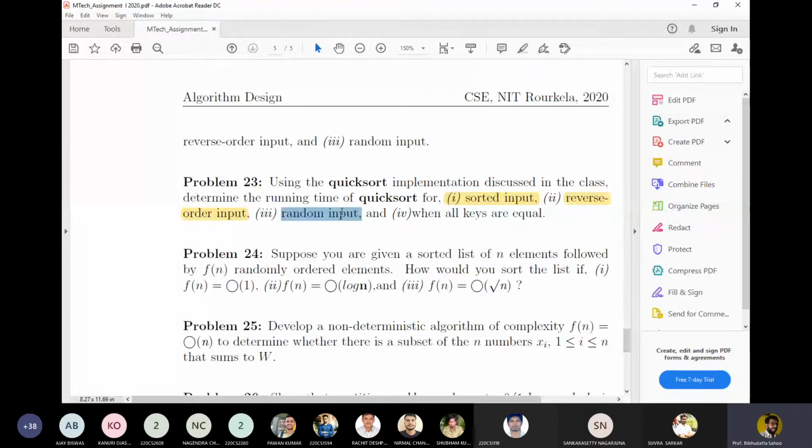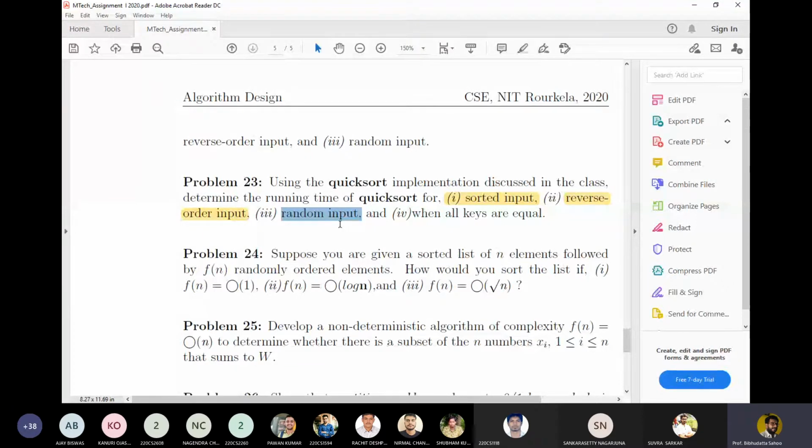And now you look into the random input. The random input is typically what we are going to try out in the lab, or which we usually study in the text. For the random input, we always have an average case.